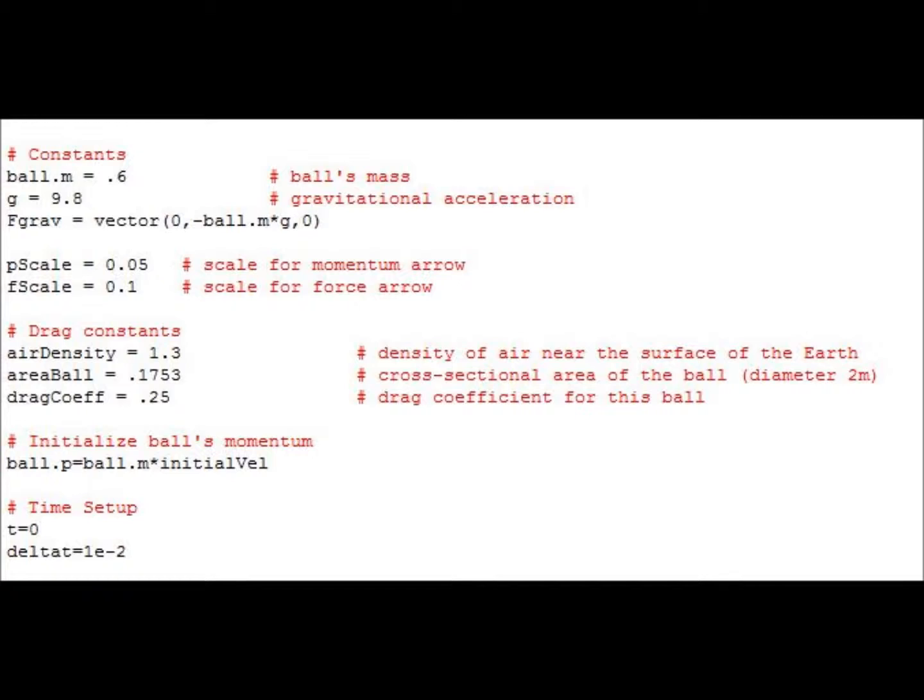The constants used when creating this VPython code were the ball mass of 0.6 kilograms, gravity at 9.8 meters per second squared, and I found the air density near the surface of the Earth to be 1.3. The area of the ball I calculated at 0.1753, and I looked up the drag coefficient of a basketball, which is around 0.25.